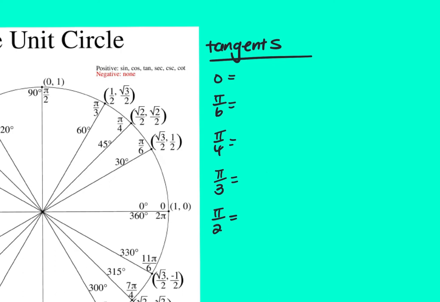Then you also want to know the tangents at these. So at 0, my tangent is 0. At pi over 6, it's root 3 over 3. At pi over 4, it's 1. At pi over 3, it's root 3. And at pi over 2, it's undefined.